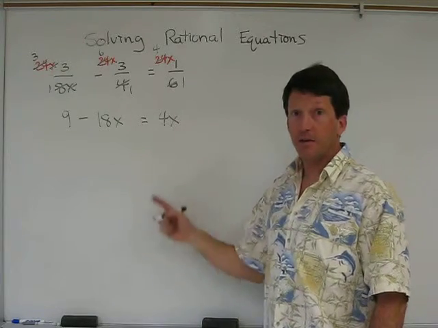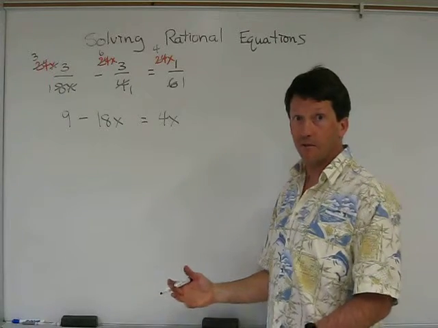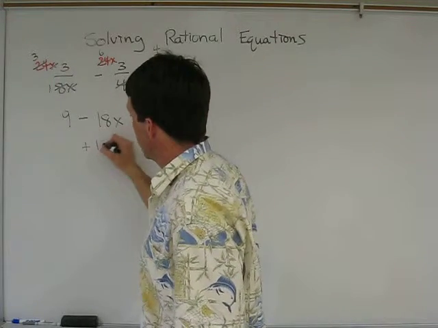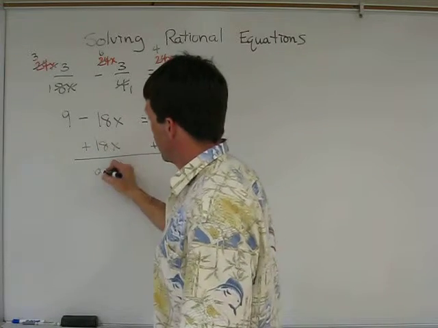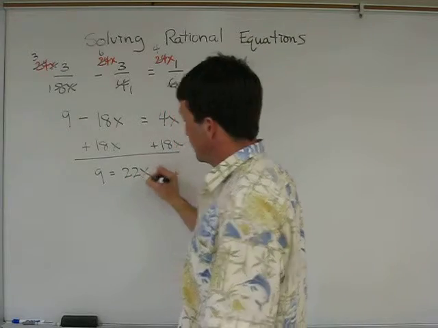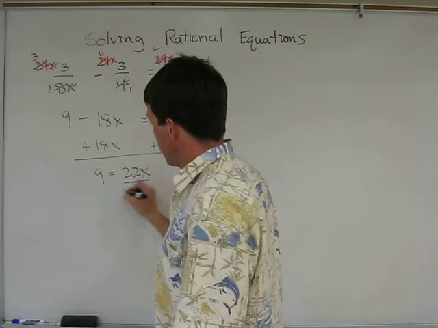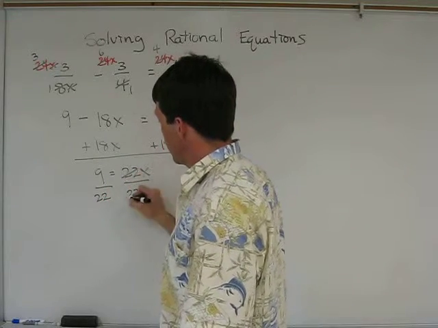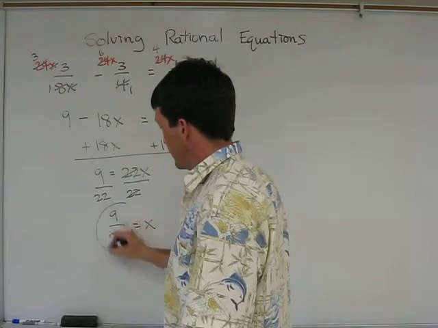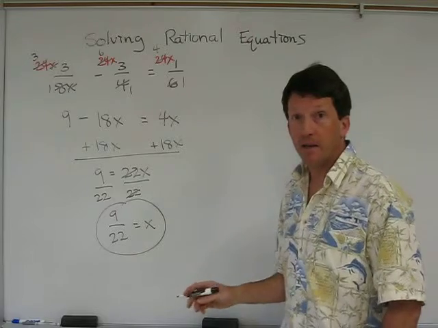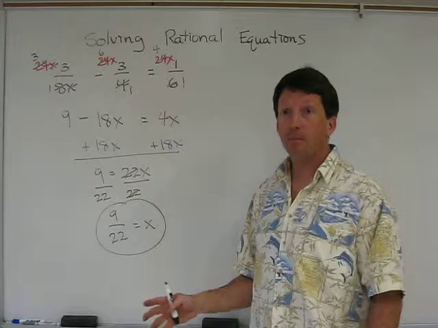Now your problem's much easier to solve because there are no fractions. I just have to isolate the x in order to solve for that one. So I just divide 9 by 22 and I'm finished. x equals 9 over 22. So if you can eliminate all the fractions from the problem, in the long run it'll be much, much easier to solve.